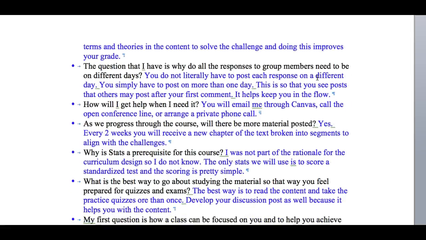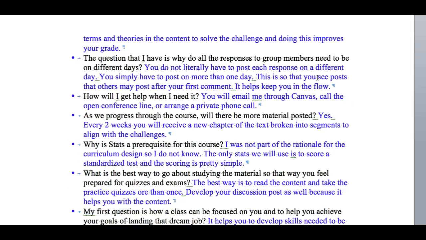All right, the question that I have is, why do all the responses to group members need to be on different days? And no, they don't. You do not literally have to post each response on a different day. You simply have to post on more than one day. And this is so that you see the posts that others may post after your first comment. So it helps keep you in the flow of the discussion.